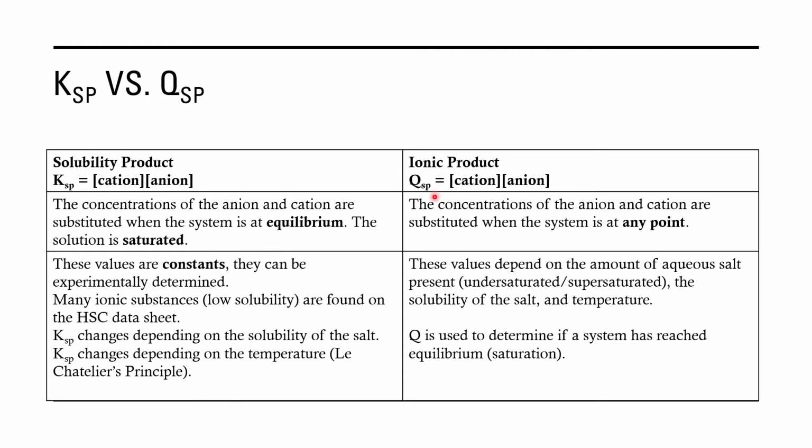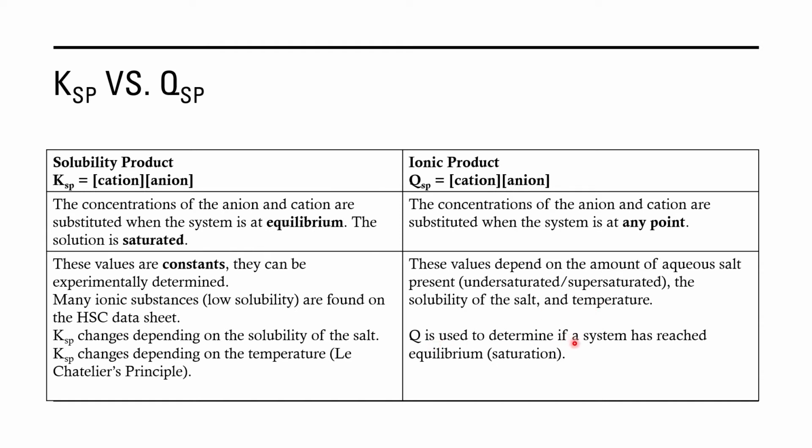In contrast, we have our ionic product, our Qsp. This is going to be the concentrations of anions and cations that are put into the equation, but that could be at any point. It could be at the point of saturation, but it could also be a point where the salt is undersaturated, meaning that more salt could dissolve, or it could be supersaturated, where too much salt has dissolved and there's going to be precipitate that comes out as a result. So essentially meaning a left shift or a right shift if you're looking at it from an equilibrium standpoint. And the value of the solubility product will then also have an impact on what type of salt we're looking at, and will also be impacted by the temperature as well.